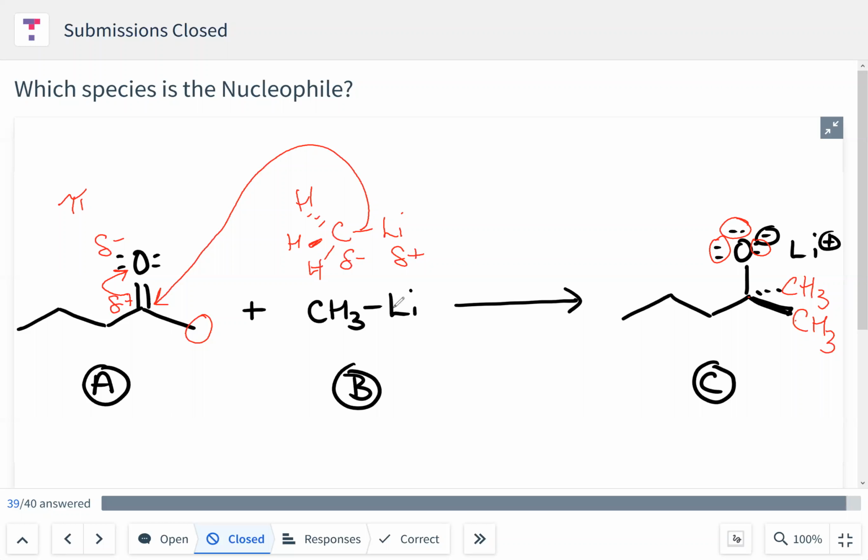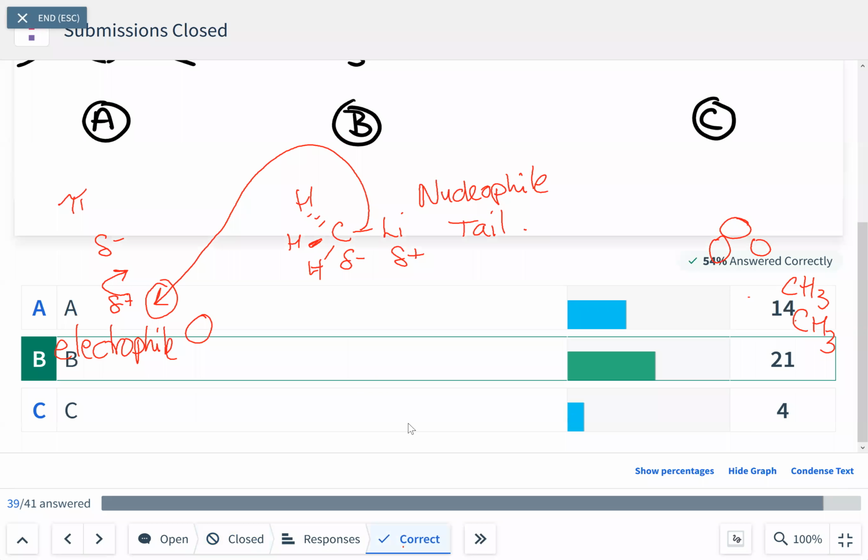So the nucleophile is going to be the tail, and the electrophile is going to have the pointy end pointed at it. So the correct response, I'll stop drawing, is B.